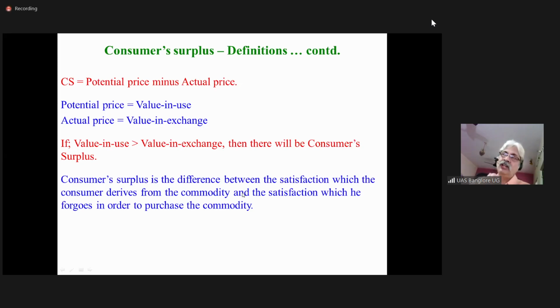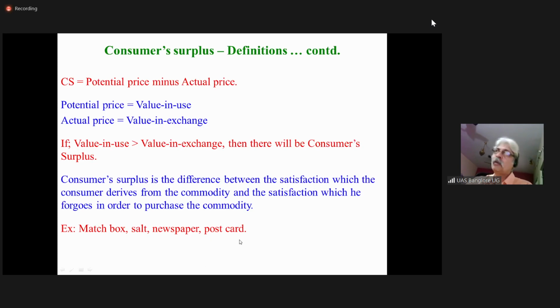By getting the commodity, you get the satisfaction. When you spend money, you lose the satisfaction. Getting satisfaction, losing satisfaction, the difference between the two, if it is positive, then there is consumer surplus. In case of a matchbox, if it is priced at 2 rupees, you are ready to purchase, but in the market it is only 1 rupee. Same thing with salt. Without salt, your food will not be tasty. They are charging 5 rupees per packet. Even if it is 10 rupees, you are ready to pay. There is some consumer surplus here.